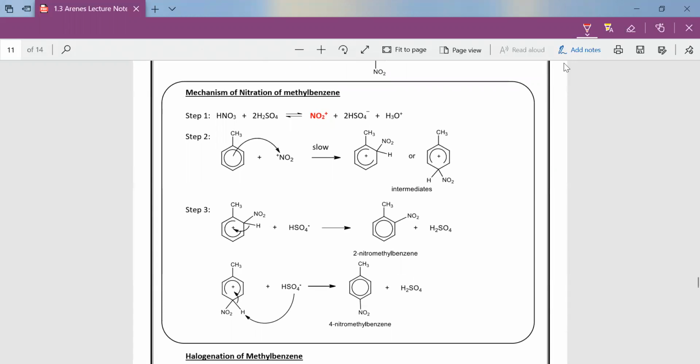The mechanism is pretty much the same, except that you will need to take note that this positive charge is delocalized and opens up towards the place where there's substitution. Other than that, everything else is pretty much the same.